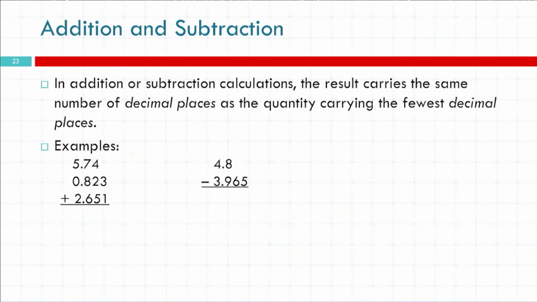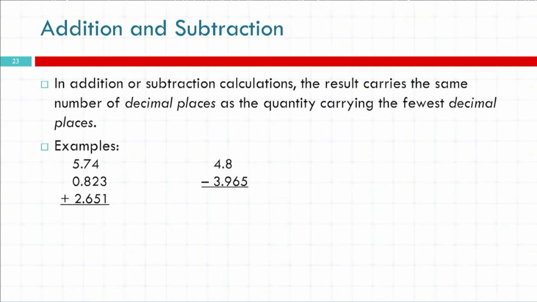Addition and subtraction are a little different. For addition or subtraction calculations, the result carries the same number of decimal places as the quantity carrying the fewest decimal places. So in this first example, it doesn't matter so much how many sig figs each of these has, because it just matters how many decimal places.